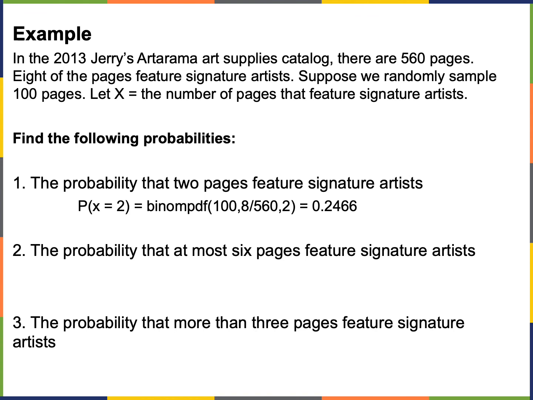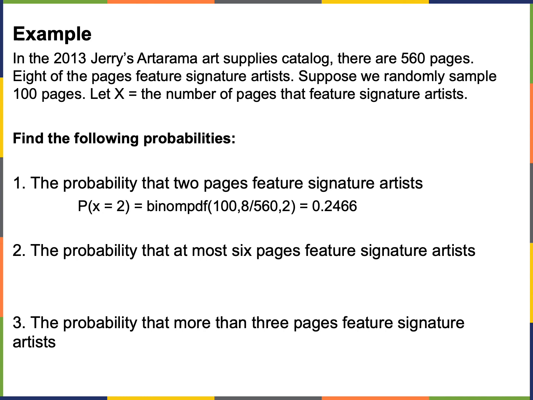So in this case, it's equal to. So we would use binomial PDF, right? Where we would enter 100, comma, and then P is just 8 over 560, comma, and then the value that we're interested in is 2, and then you would get 0.2466. Okay, so try the next one.